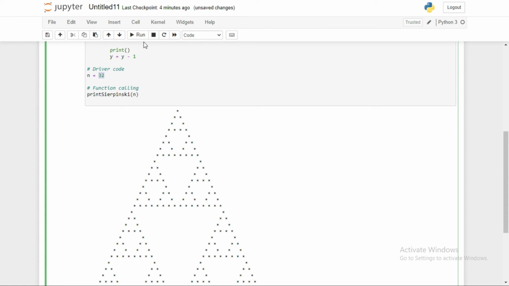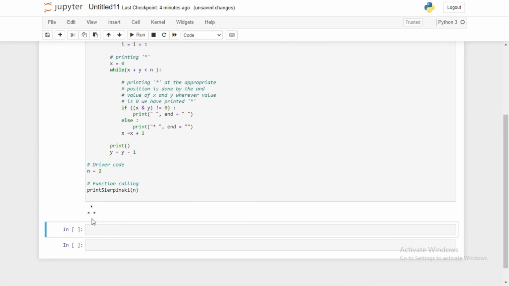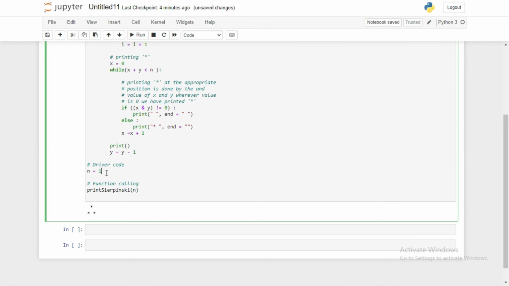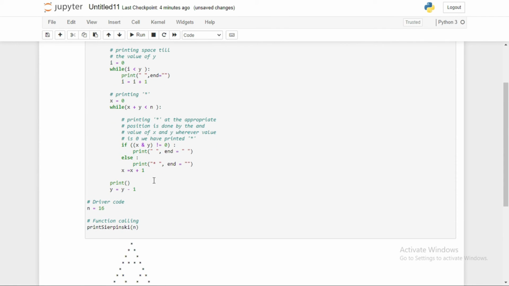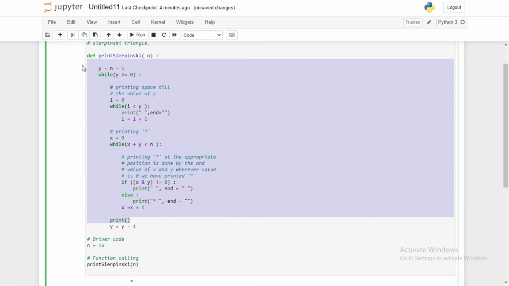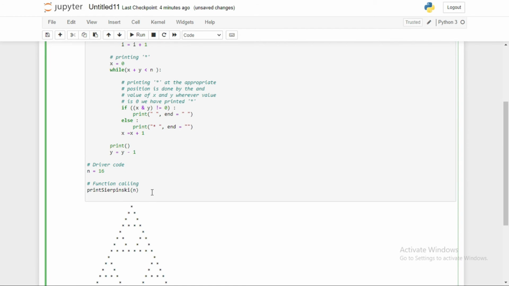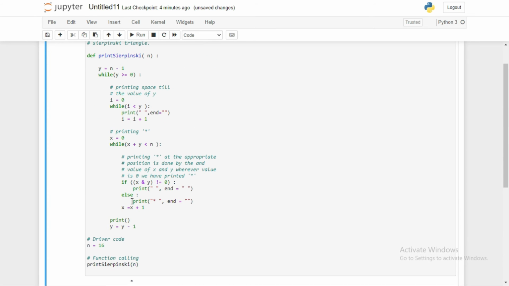So if you want a small one, you can say just 2. Just a small one. If you want to make it a bit bigger, let's say 2 to the 5th, so 16, then it's a bit bigger. This code is basically knowing if it's going to print a star or a space, depending on which one is needed. So that's pretty much it for the code.